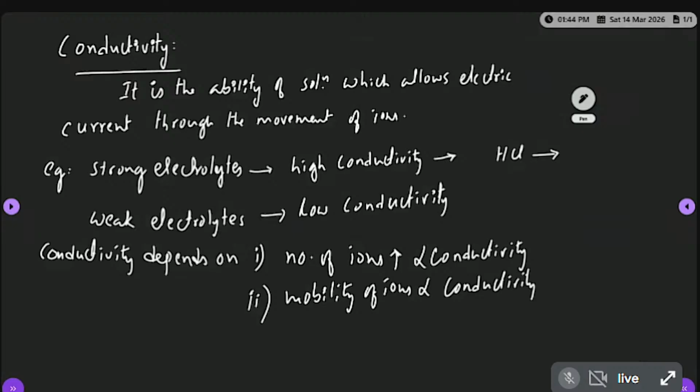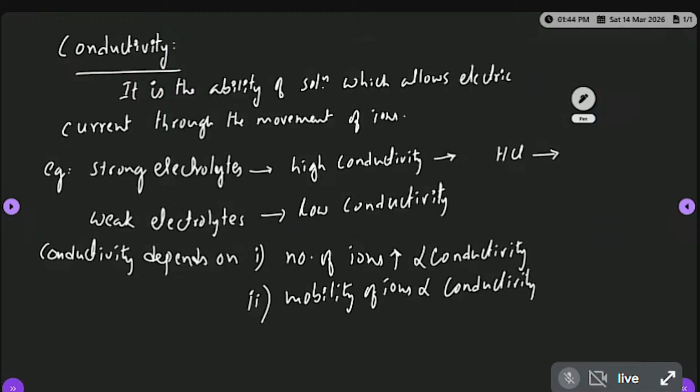electrolyte. Okay, what is a strong electrolyte? If any electrolyte gives Avogadro number of ions on decomposition or on hydrolysis, that electrolyte is known as a strong electrolyte. That means it has the maximum number of ions. If the number of ions increases, conductivity also increases. So strong electrolytes have high conductivity due to the presence of the maximum number of ions. Clear?